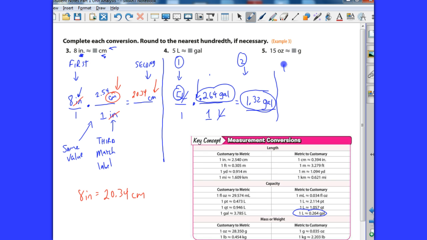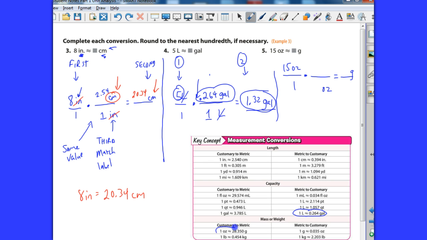15 ounces. So you write down what you start with, you put it over 1, and over here you write what you want to go to. You want to go to grams. Okay, so I'm going to multiply. You write the labels first. Match the labels. They have to cancel out. You have to get rid of ounces and go to grams. Ounces and grams. Okay, so let's look down here.